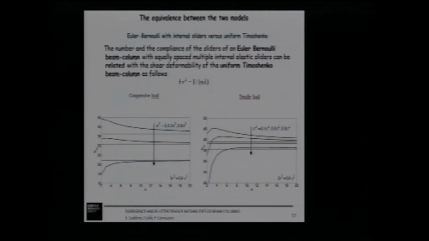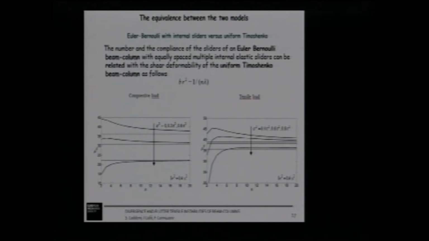Well, the next step is to relate somehow the number and the compliance of the sliders of the Euler-Bernoulli beam column with the shear deformability of the uniform beam columns. And we consider this simple relation, in which the shear stiffness is related to the number and the compliance of elastic sliders in the Euler-Bernoulli beam column.